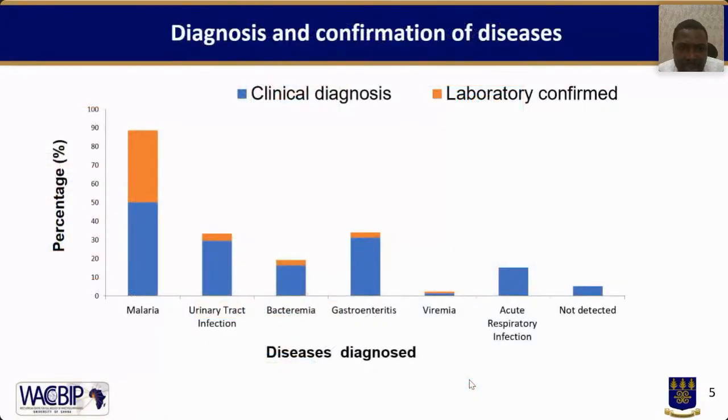From our study, this figure shows what was clinically diagnosed and what was actually confirmed in the laboratory by looking for the pathogens. If you look at malaria, it's not quite impressive, but at least most of the clinical diagnoses were confirmed. They were able to detect parasites in the blood of these children. But if you compare to the rest, like urinary tract infection and bacteremia, the proportion that was confirmed was very small.